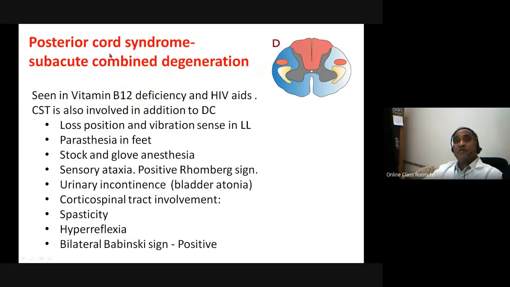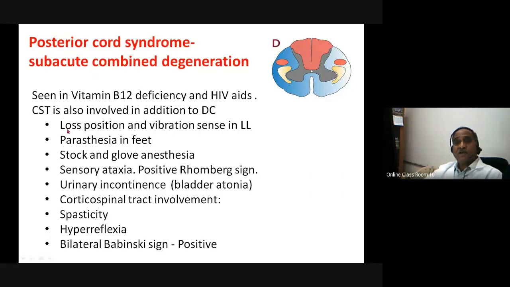Now coming back here, posterior cord syndrome associated with subacute combined degeneration. In this case, what happens? These red areas, the posterior column and the corticospinal tract, both are involved. It is seen in vitamin B12 deficiency, maybe pernicious anemia, or nutritional B12 deficiency, whatever the condition. It is also seen in HIV/AIDS. That means large diameter fiber involvement is seen in HIV/AIDS also.